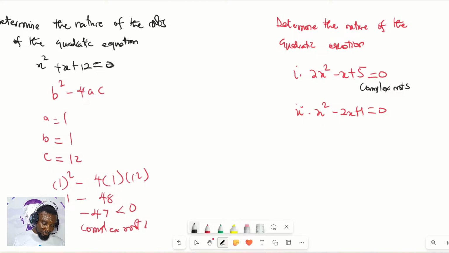What's the nature of the quadratic equation for II? So let's go through the nature of the quadratic equation for II.